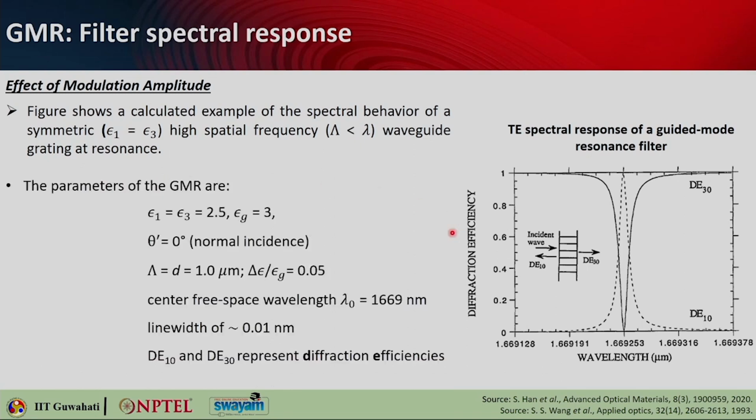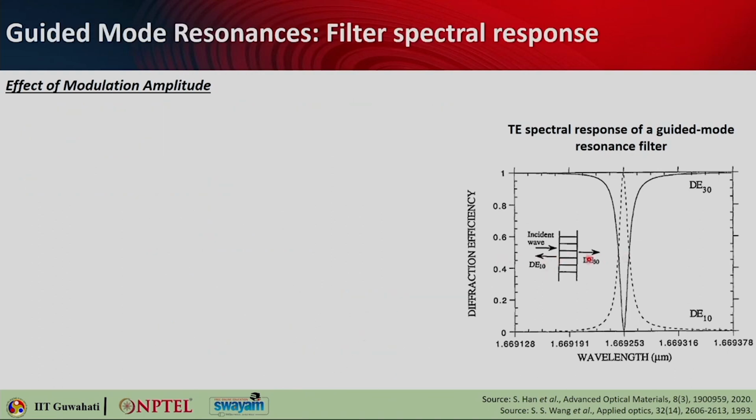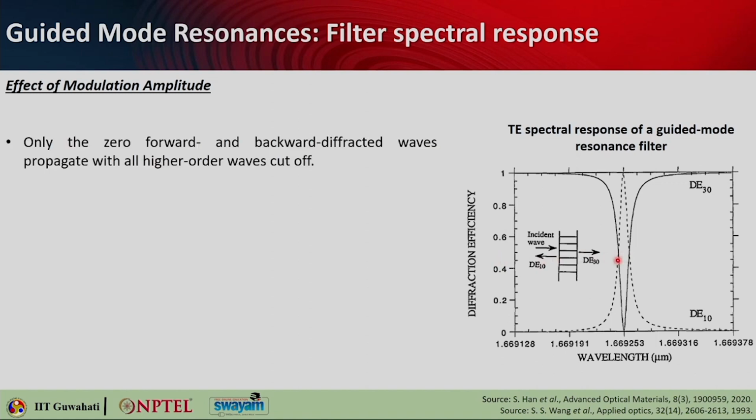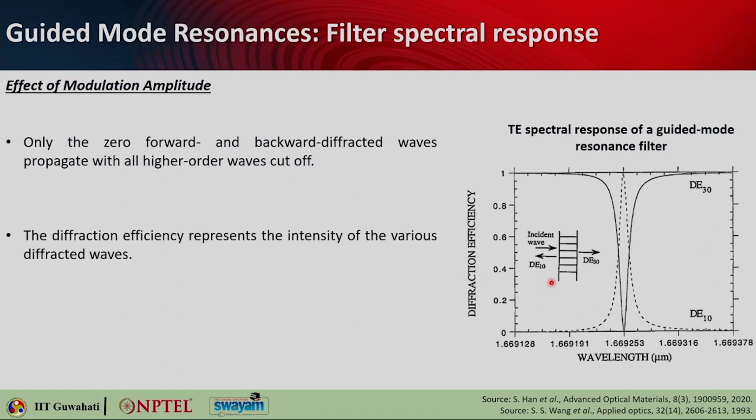And what are the parameters? Epsilon 1 and epsilon 3 are taken as 2.5, epsilon g is 3, with normal incidence. We have considered the center free space wavelength to be 1.669 and the line width we got is 0.01 nanometer. D10 and D30 are basically the diffraction efficiencies: 10 is reflected, 30 is the transmitted one. You can see that only the 0 forward and backward diffracted waves propagate, and in this case all other modes are cut off.